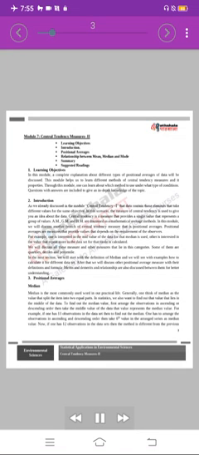Statistical applications in environmental sciences. Module 7. Central tendency measure C. Learning objectives. Introduction. Positional averages. Relationship between mean, median and mode. Summary. Suggested readings.